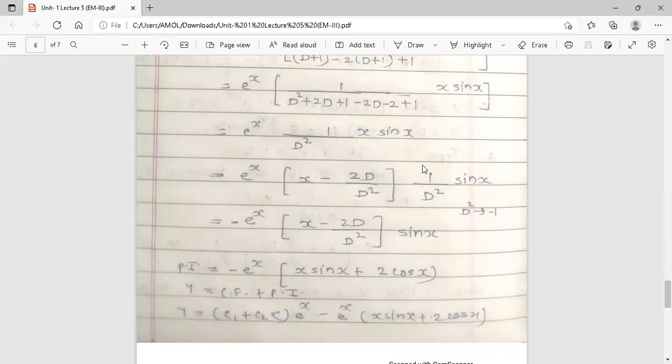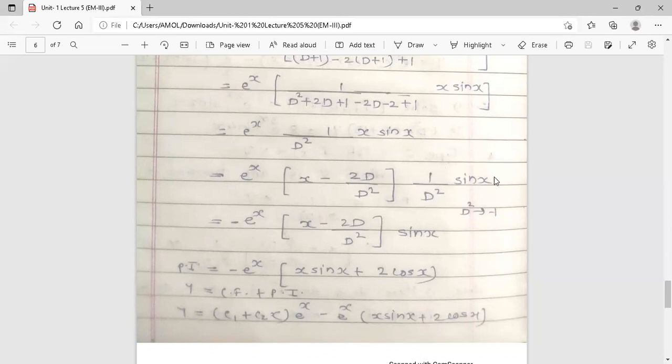Bracket complete into 1 upon phi of d. Phi of d is d square. So write in denominator d square, into the function v, which is sin x. So write here sin x. We are using case 6 here, x into v. Now the exponential function again, e raised to x as it is. Now solve for this outside term, 1 upon d square into sin x.